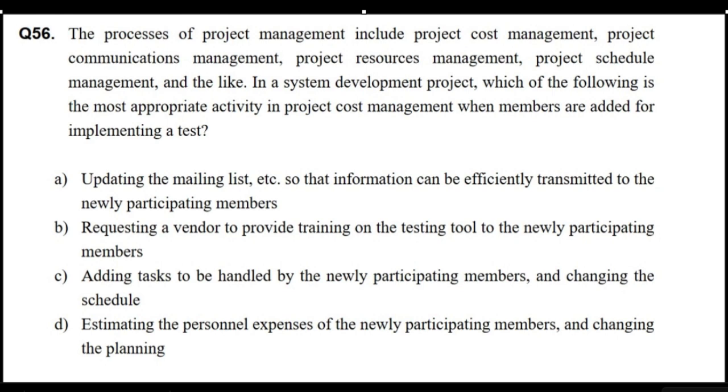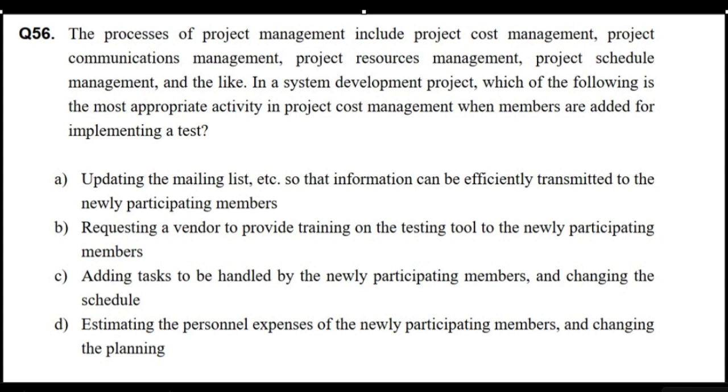In this question, we are being asked, the processes of project management include project cost management, project communications management, project resources management, project schedule management, and the like. In a system development project, which of the following is the most appropriate activity in project cost management when members are added for implementing a test?